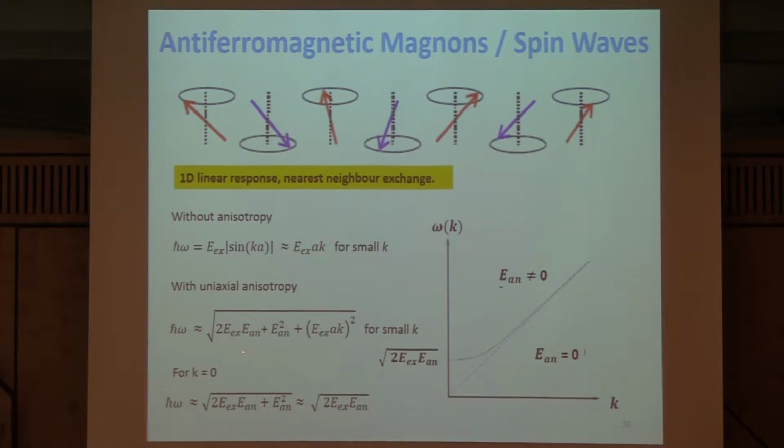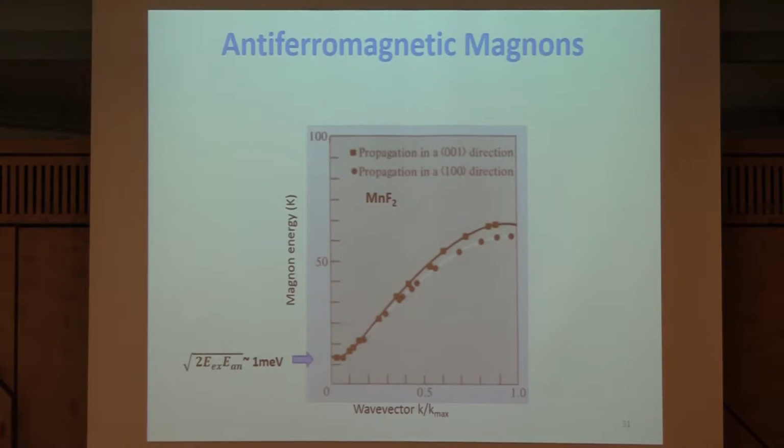If you now put in the anisotropy, it's gapped, it's got a finite energy at zero k, but rather than being the anisotropy energy now, it's this spin flip energy. It's got the square root of the product of the exchange and the anisotropy. So this is going to be a bigger number. If you look at manganese fluoride, then what you find is that there's really quite a big gap here. It's of order 1 milli-electron volt. So if you can measure the magnons, you can get information about the exchange energies and about the anisotropy energies.